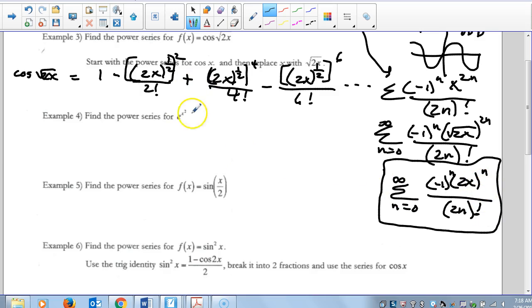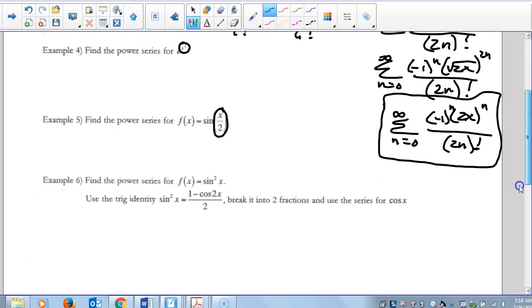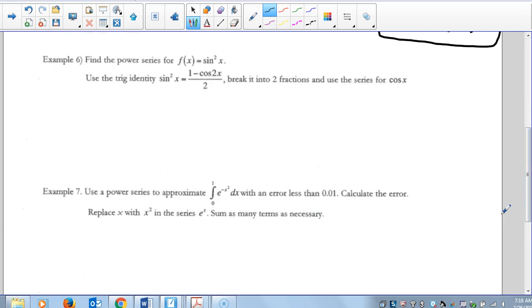Anyway, example 4 says grab e to the x and substitute x squared. Example 5 says grab sine x and pop in x over 2. Simple, simple. The one that is not so simple, or perhaps would not occur to you, is the next example: sine squared x. The temptation is to say, I'm going to bust out sine, square that puppy, and I'm done. And you do not want to square puppies. And you don't want to square sine.